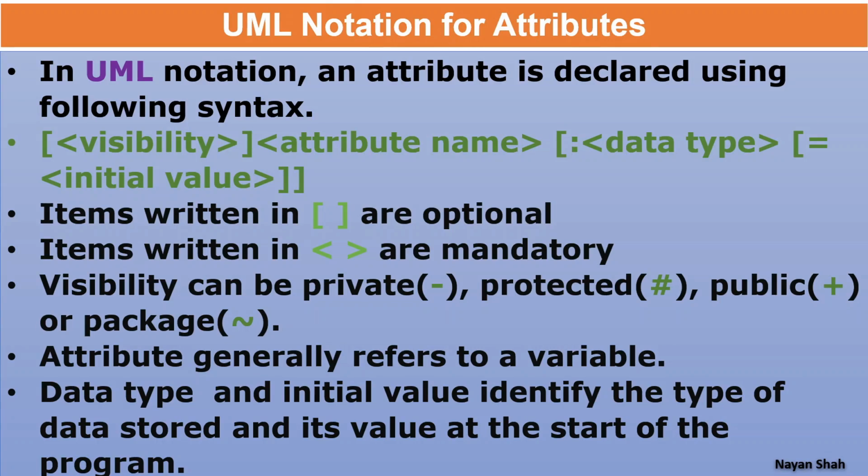UML notation. Now, again on paper, how will I describe attributes using UML? To describe attributes on paper, we use the visibility of the attribute, the name of the attribute, what type of data it is, and its initial value. But as you see, the things which are written in square brackets are totally optional. So there is only one compulsory, mandatory thing, and that is the name of the attribute.